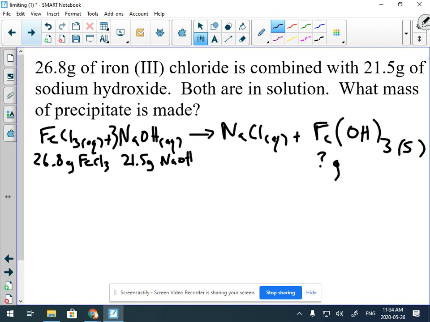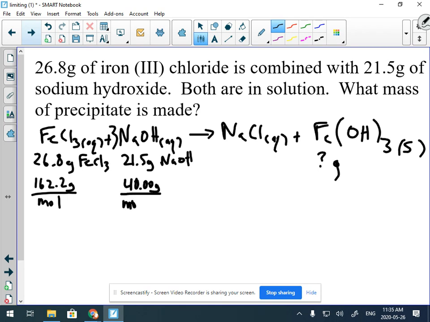Now, before we can do that, we have 2 different masses. We've got to figure out what the limiting reagent is. So I need to figure out the molar mass of both of those substances. So iron chloride, 55.85, and 3 chlorines. I have a molar mass of 162.2 grams per mole. And sodium hydroxide's, I think, is 40. I think I got that one memorized. Mr. Zielinski has a lot of them memorized. Yeah, it's 40 grams per mole.